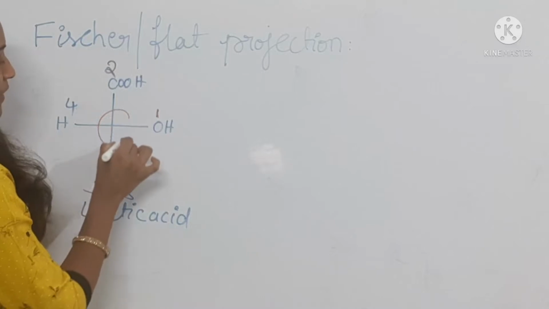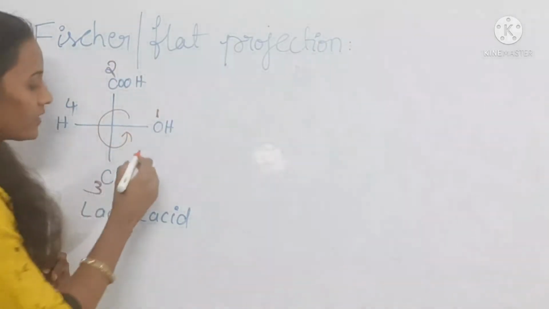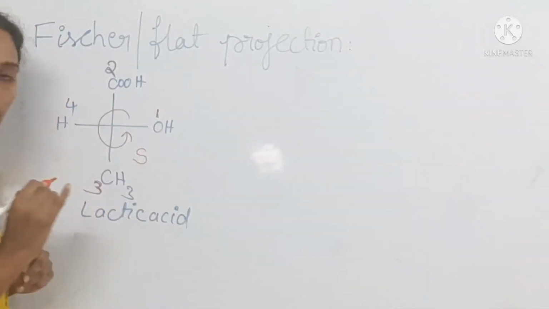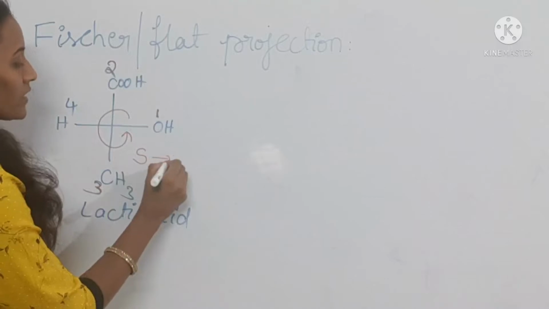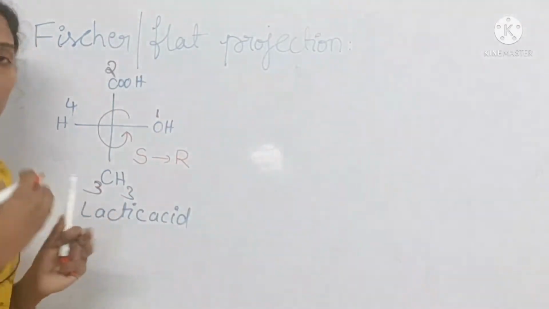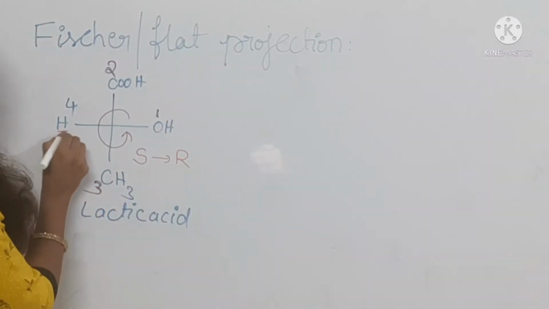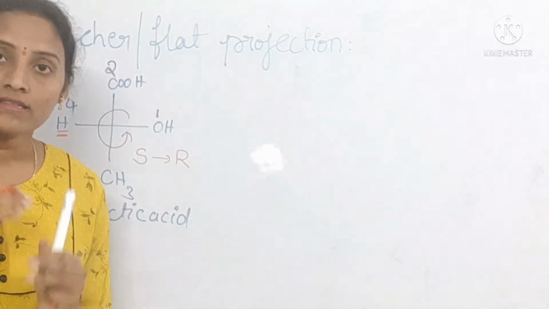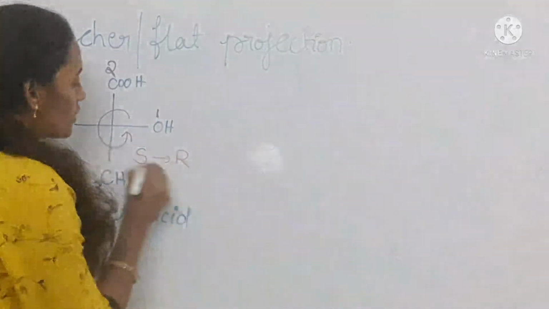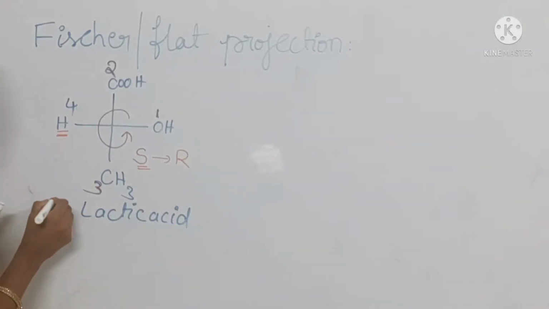So the plane polarized light rotates in anti-clockwise direction. That means it shows S configuration. But here this S converts to R, because that means reverse. Why should we take reverse? Because the least preferred group is on the horizontal line. At that time the configuration will be changed. That means here this is the R lactic acid, students.